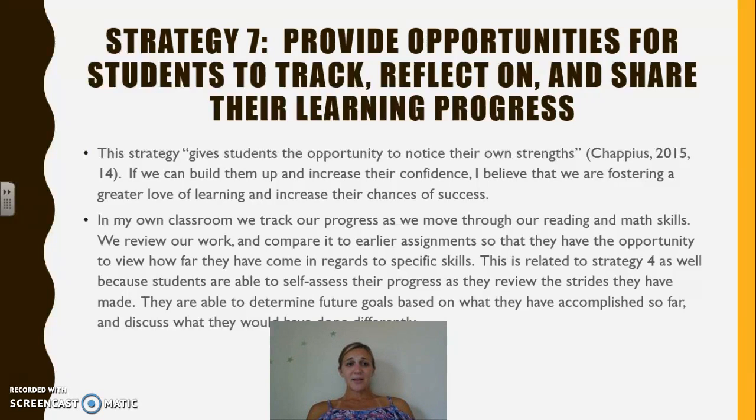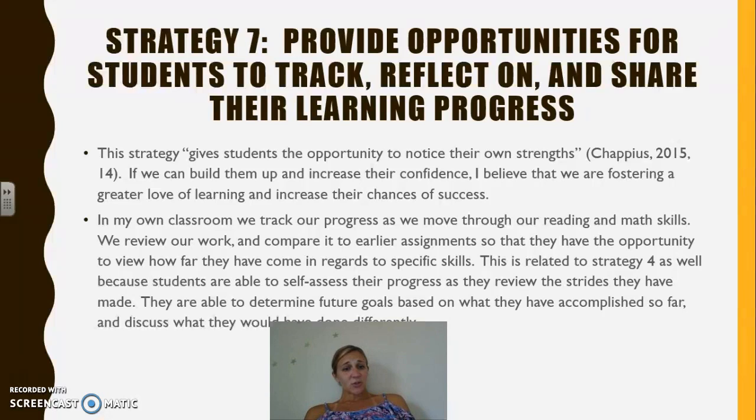For strategy 7, provide opportunities for students to track, reflect on, and share their progress. As stated, this strategy gives students the opportunity to notice their own strengths, and if we can build them up and increase their confidence, I believe we're fostering a greater love of learning and increase their chances of success. I use this strategy in my own classroom. We track our progress in reading and math, and they can see how far they've come.